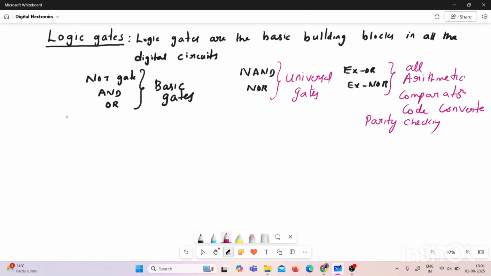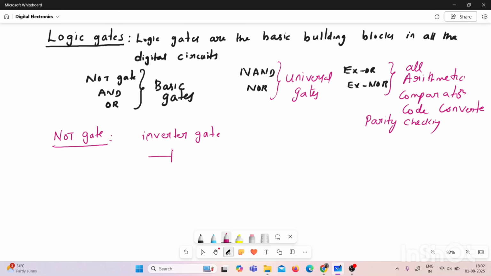Now first we will go in detail about one of the basic gates, the NOT gate. NOT gate is also called an inverter, the inverter gate. Inverter means it will invert the input. Whatever the input you are applying, you are getting the complement at the output.